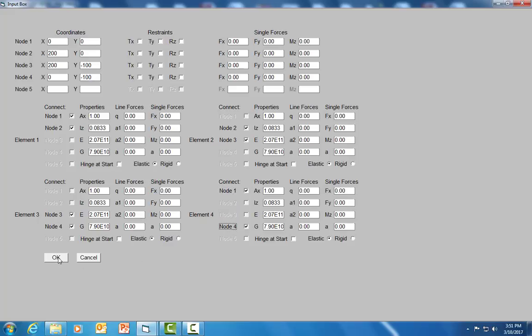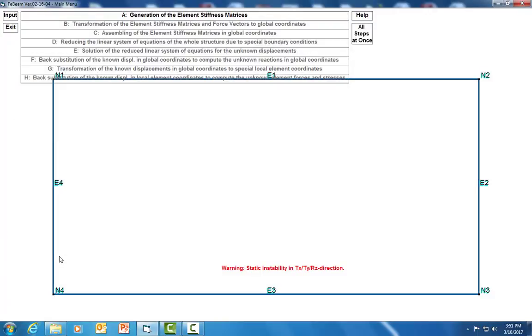And what you see then is a frame, and this is then named the elements, the beam element here, and element 2, element 3, and element 4. And if you make a mistake, here is a warning, state instability. Yeah, we have to have now boundary conditions. This frame can move anywhere.